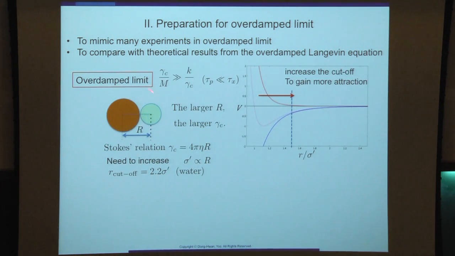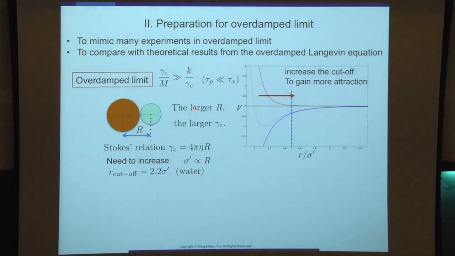The overdamped limit is given in the case that gamma C, the friction coefficient of the colloidal particle, divided by m is much, much larger than the spring constant of the harmonic potential divided by gamma C. It is also an equivalent condition to the relaxation time for the fast variable, the momentum variable, being much, much less than the relaxation time of the slowly varying variable, the position.